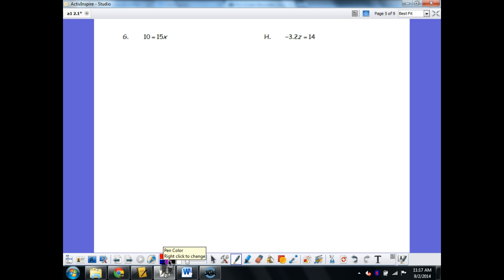Now for g, this time we are dividing by 15 to get the x by itself. And since we're dividing both sides by the same number, again, that's the division property of equality. So now, in solving this, we end up with x is equal to, since 15 does not go evenly into 10, we're going to end up with a fraction or a decimal. Personally, I prefer fractions because they're a little bit more precise, a little bit easier to check.